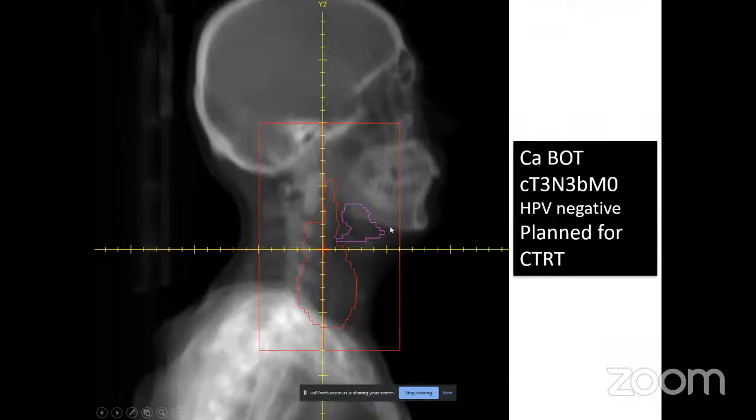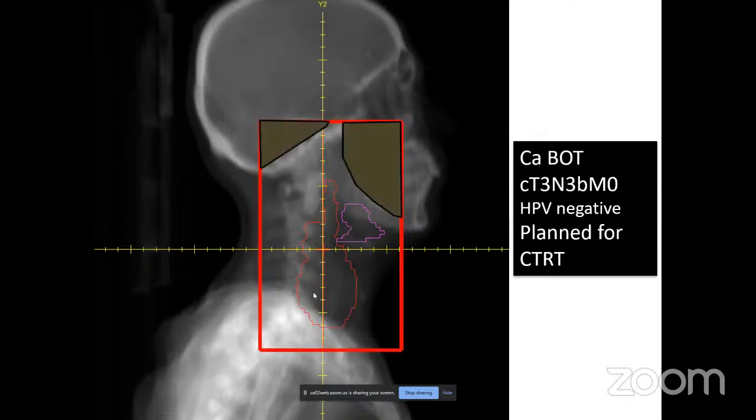Anteriorly, we have taken 1.5 centimeter anterior to the primary, and the lower entire neck was included. So this patient can be treated by a bilateral portal or a 3-field technique that I'll discuss next.